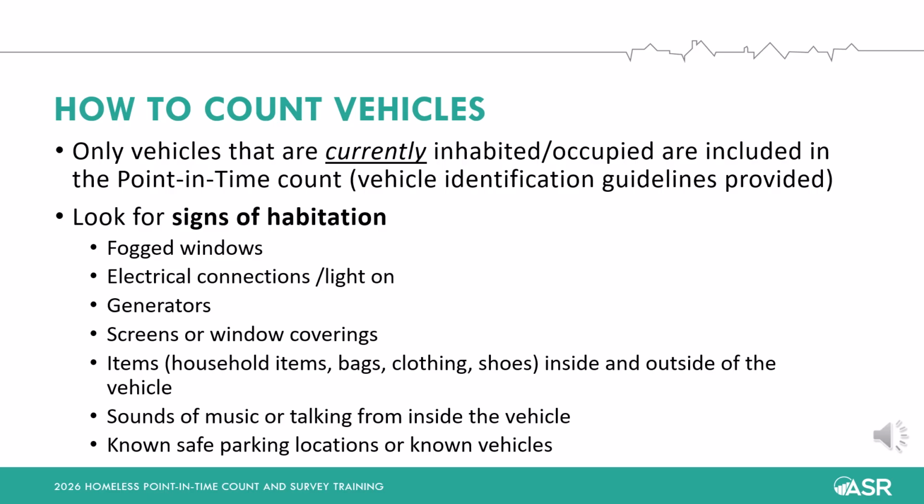Electrical connections or generators. Screens or window coverings. Items inside and outside of the vehicle, including household items such as bags, clothing, etc. Sounds of music or talking coming from inside the vehicle. Or that the vehicle is in a known safe parking location, which may be designated on your map.